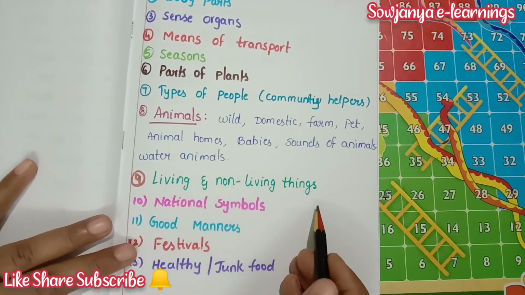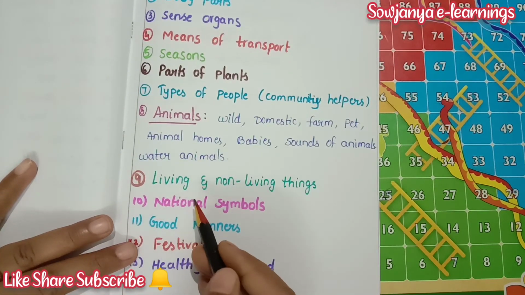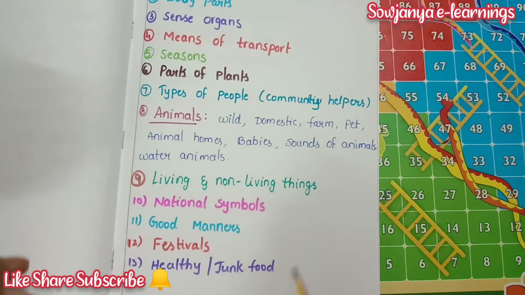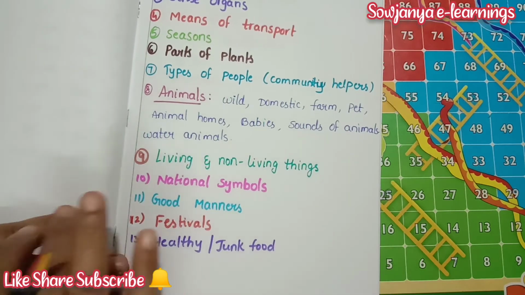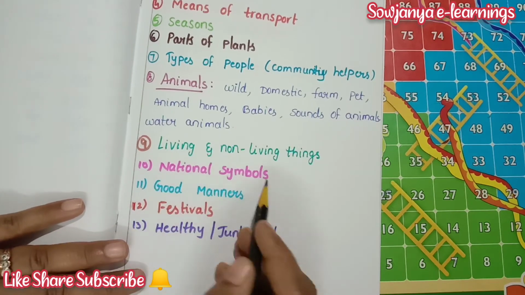Living and non-living things. We have to tell what are living things. Means which can move, walk, eat, drink. We call them living things. And non-living things which cannot move. We call them non-living things. We have to teach them like that and we have to show them some objects which are living and non-living things. National symbols.